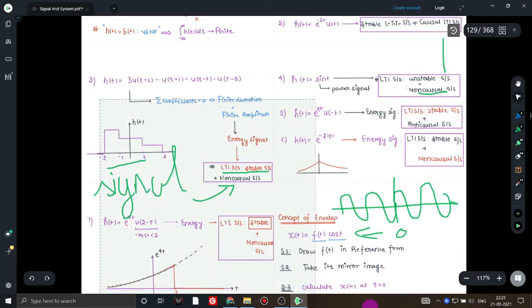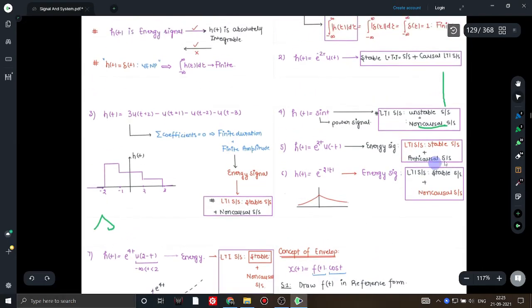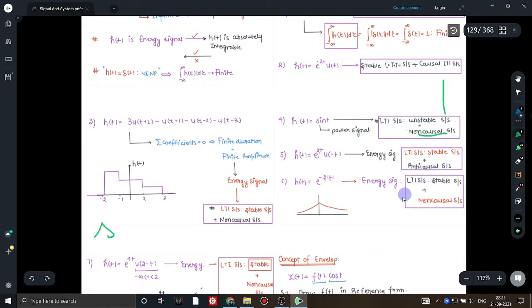Let me delete all this. Okay. So now we are drawing the graph of this. If we only draw the graph of e power 2t, it is like this, but we multiply it by this.